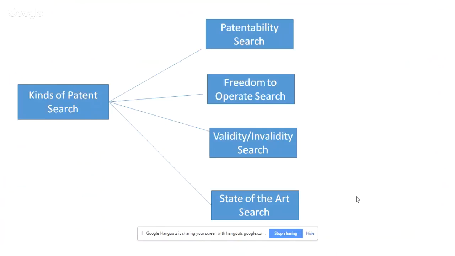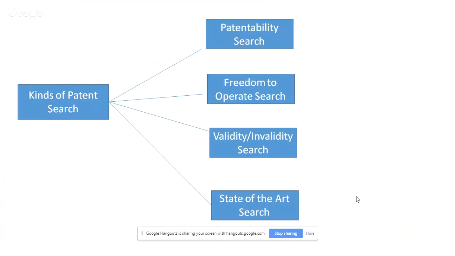Next comes the patent validity and invalidity search. These kinds of searches are conducted to either validate the claims made by a patent or to invalidate one or more claims of a competitor's patent. This is the very first step taken by an individual inventor or an organization when they are faced with a patent infringement lawsuit.